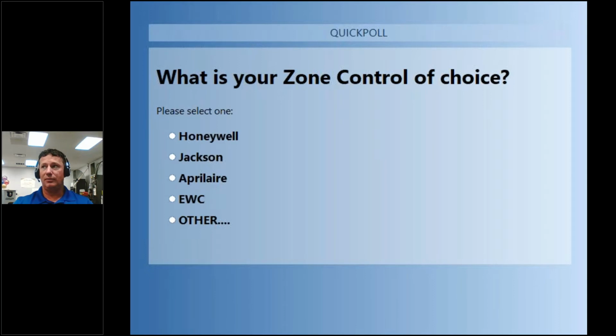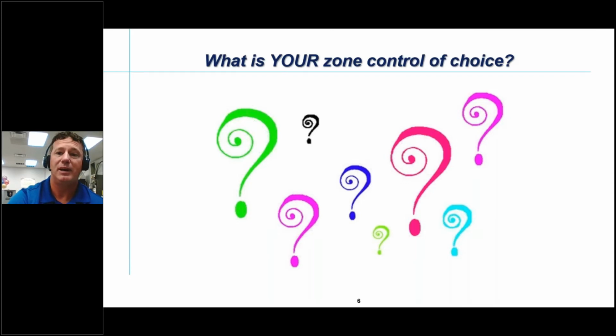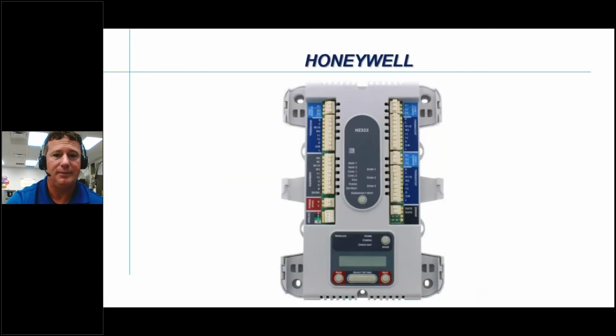Johnstone, even at the corporate level, we are partnered with Honeywell. We do have Aprilaire available also. We can get Jackson, and we can now get EWC, which I really want to talk about as we move into this program. So 44% have voted, 75% say that they have used Honeywell, 25% say they use Aprilaire. No one has said that they use Jackson or EWC, which I find really interesting, because you guys know me.